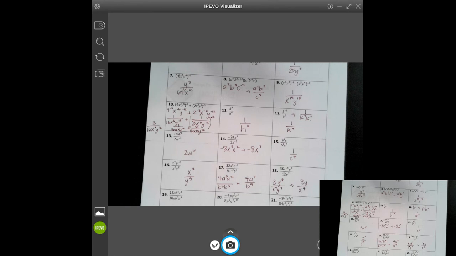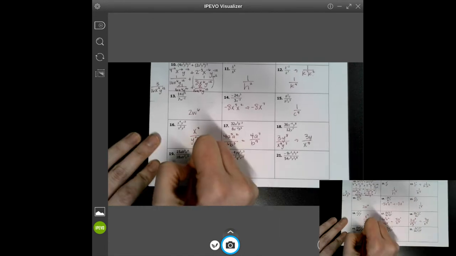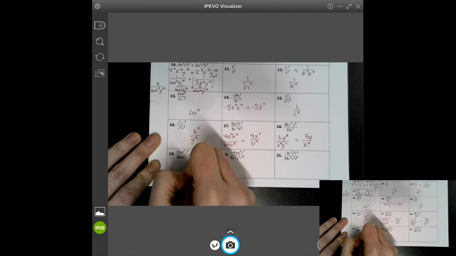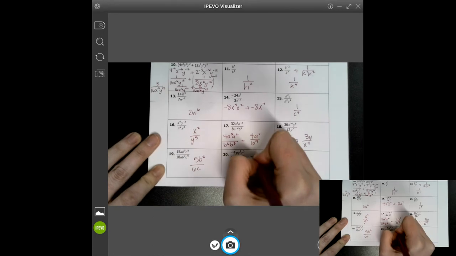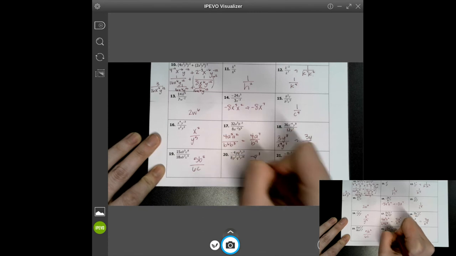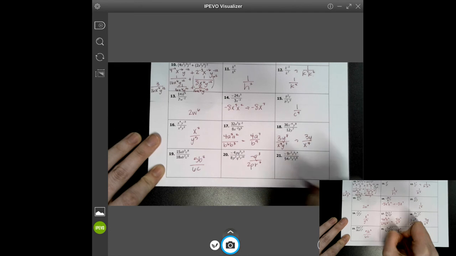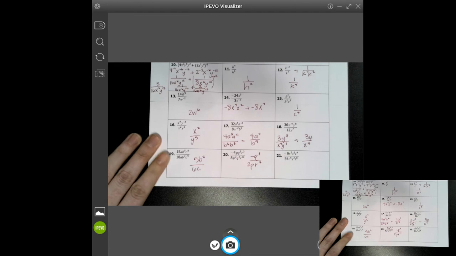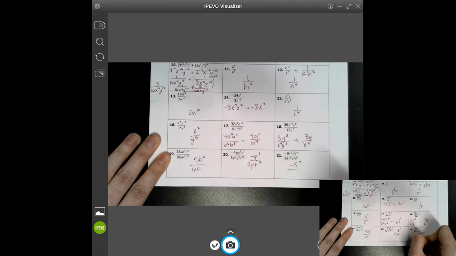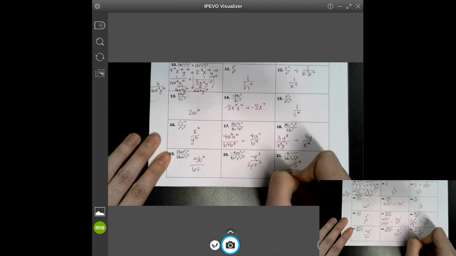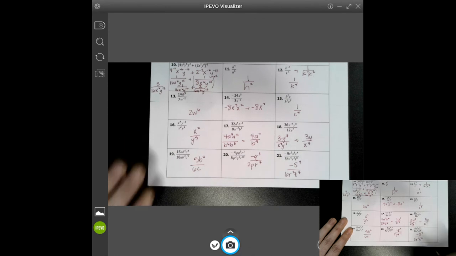If you did it correctly, you should have gotten 5b squared over 6c. For 20, you should get negative q to the 3rd over 2pr to the 7th. And for 21, you should get negative s to the 4th over 6r to the 3rd t to the 4th.